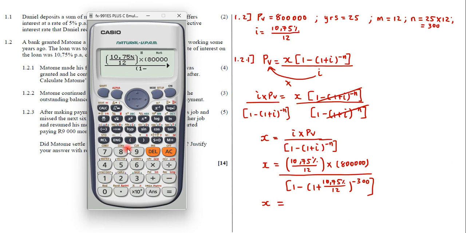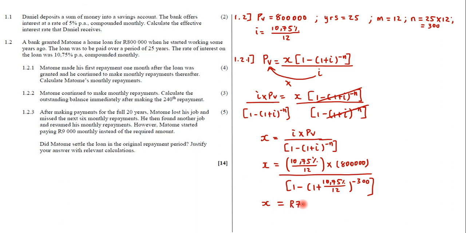1 minus 1 plus fraction 10.75 shift percent. All right. And again, it's up to you actually if you want to put percent or you want to make it over 100. Yeah, I just like to keep it like that. Okay, so the answer is 7,696 rand, 74 cents. Okay, so these are my monthly repayments, right?